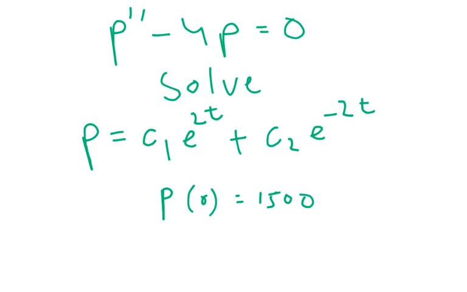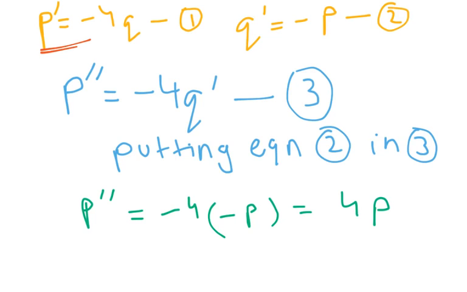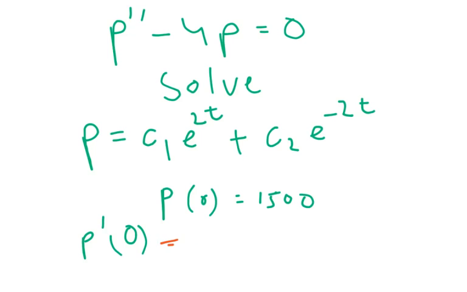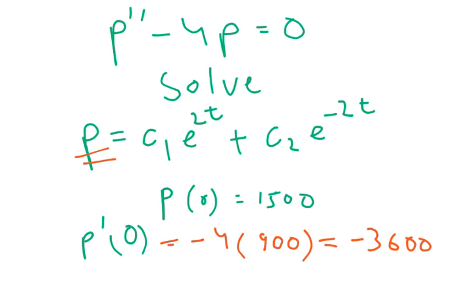To find that, we are given P of 0 as 1500 and P dash of 0, which we'll derive from this equation over here, will be minus 4 into Q, and Q we are given as 900, so it will be minus 3600. And this equation P dash will be equal to 2c1 e raised to 2t minus 2c2 e raised to minus 2t. So let me write both the equations properly, and we'll solve for c1 and c2.